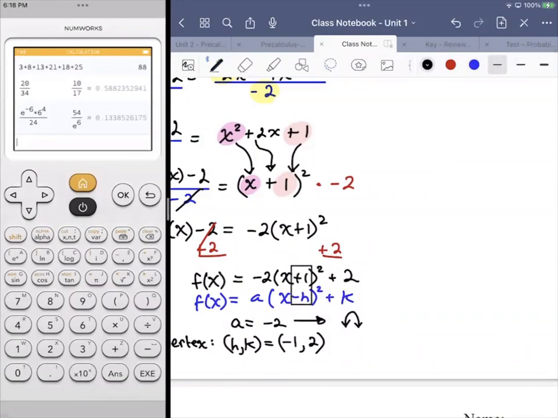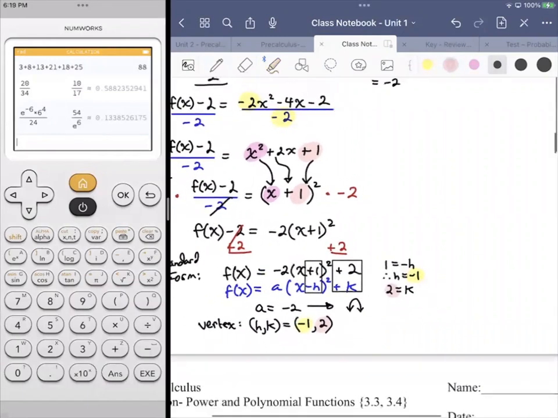And whether you reason it out or do the math, either way, you should come up with a -1, because what this is saying is 1 has to be the same thing as negative h, which means h has to be -1. And then for the other part, these two things have to be the same, which means 2 has to be equal to k. h, k makes the vertex, so I'm looking at -1, 2. Okay, I see. Thank you. No problem.